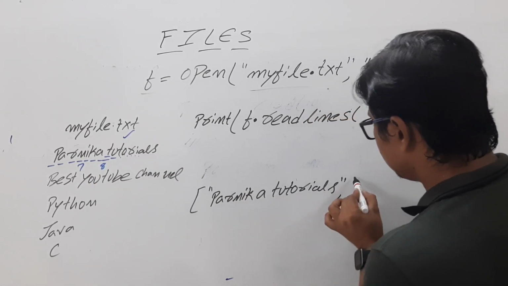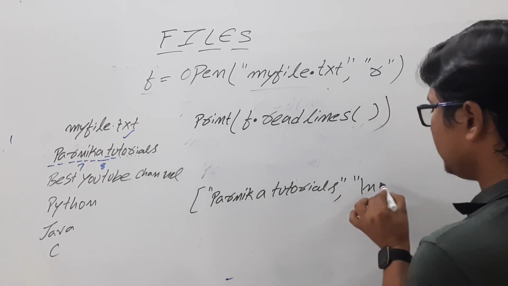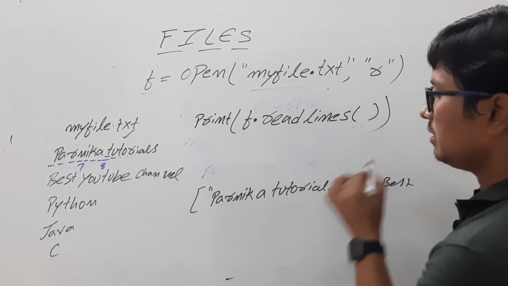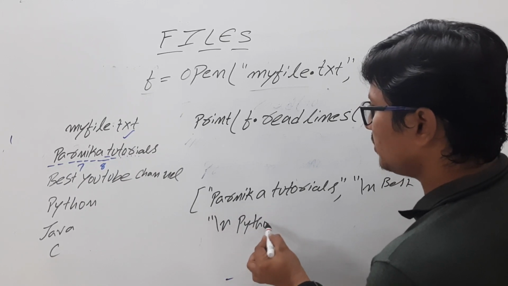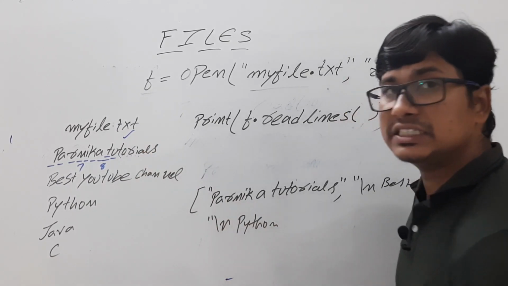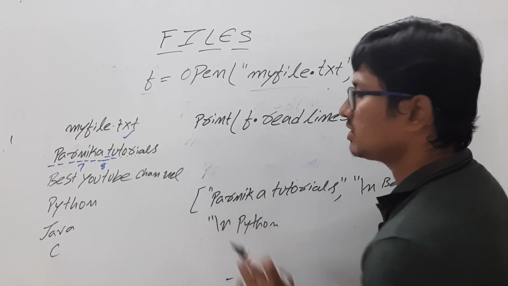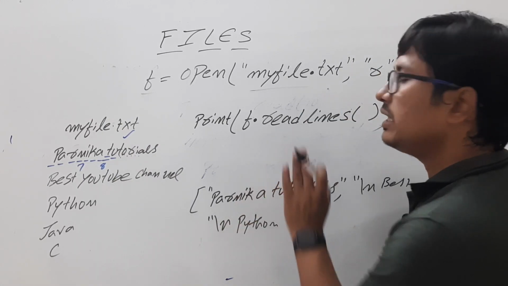Okay, the next element will be \n best YouTube channel, then \n Python, like this. So each line will be considered as one element in the list. So this is about the readlines.